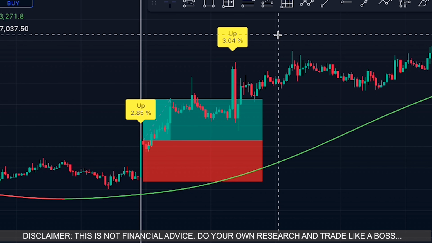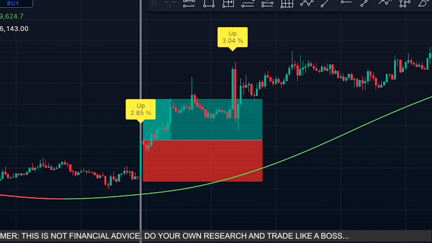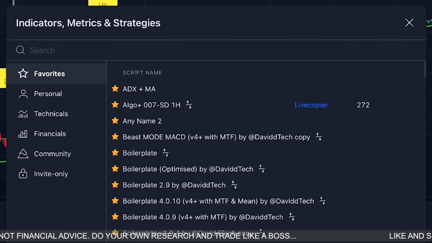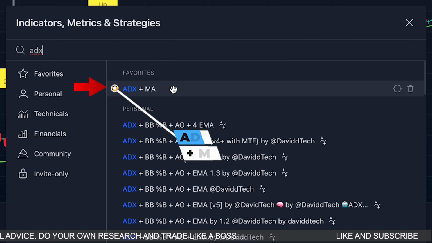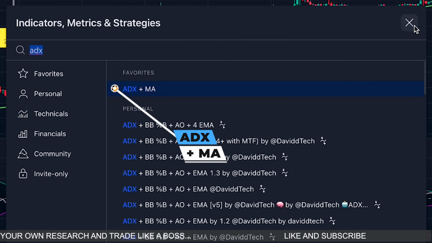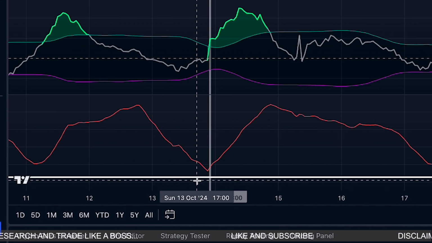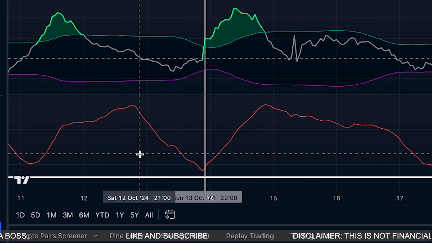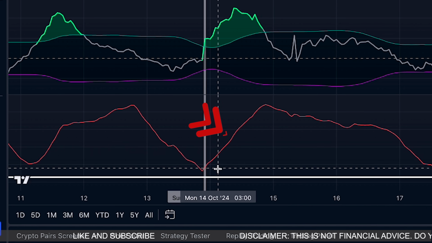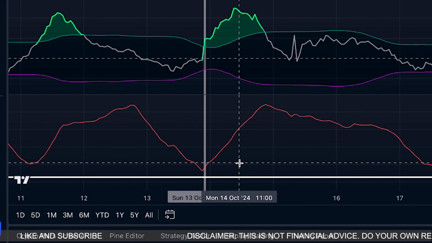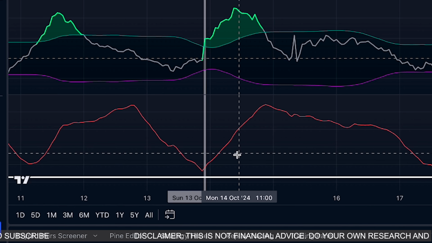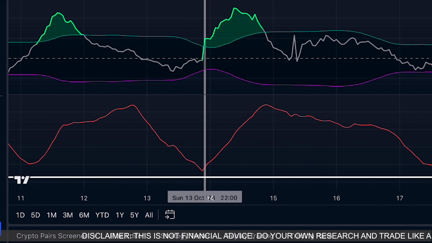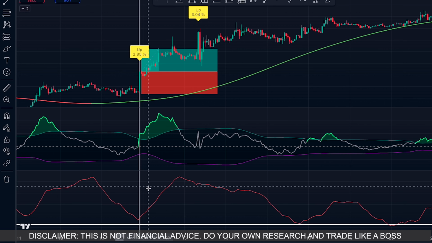Now we will be adding a volatility indicator as well. That volatility indicator is the ADX, and this indicator just tells us whether or not there's enough movement in the market. Now I've added this white line here at the 20 mark. Now all we're looking for is for the ADX to be above that 20 line to suggest that there is enough movement in the market and we are in a trending market. So as you can see, all of our indicators are lining up.